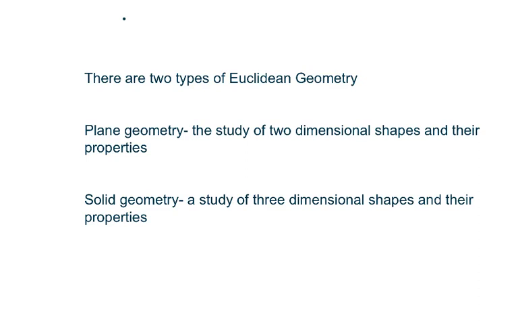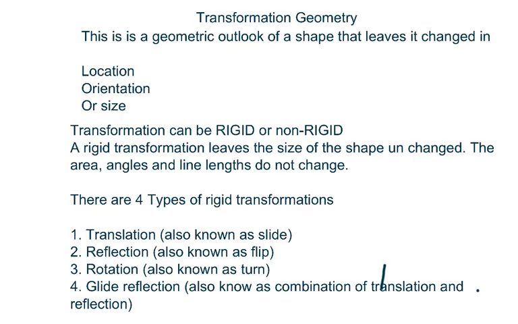Now, these three-dimensional shapes, when it comes to Euclidean geometry, are called solid geometry. So under solid geometry, we talked about the three-dimensional shapes and their properties, and under plane geometry, we talked about two-dimensional shapes and their properties. So then, today, let's look at transformation geometry.